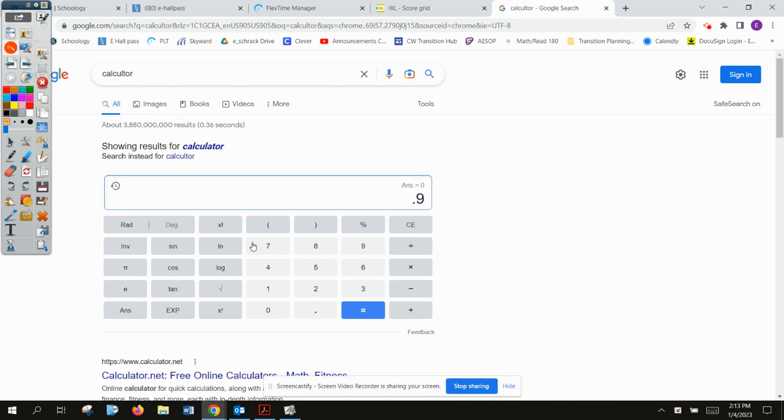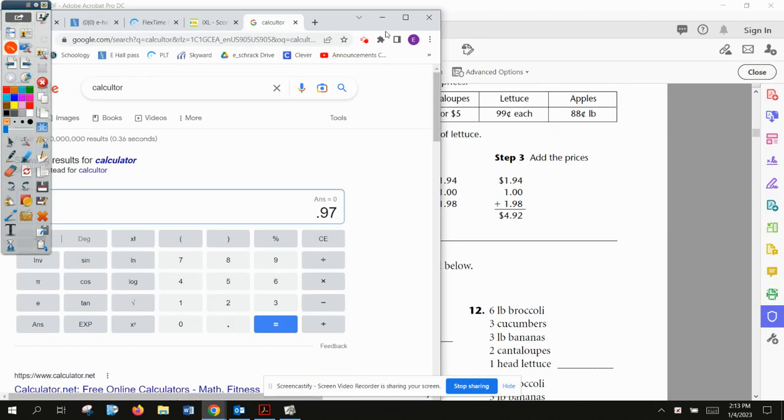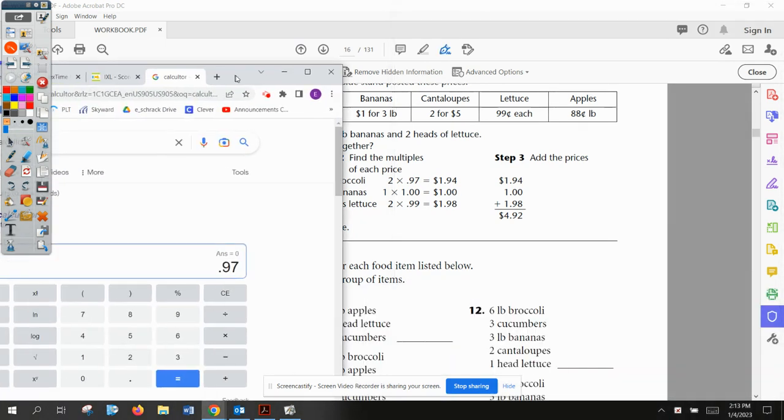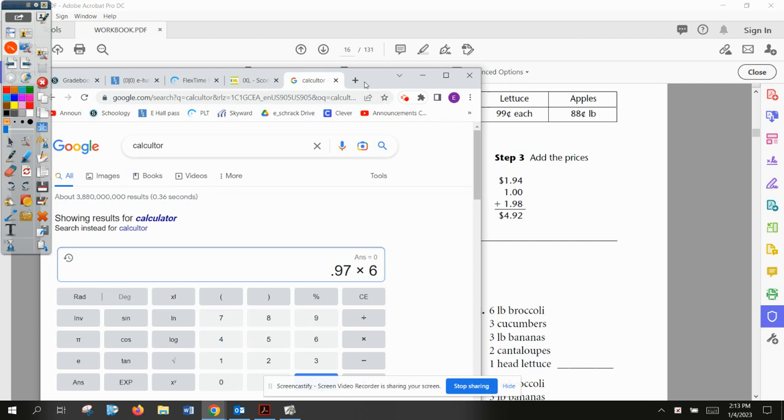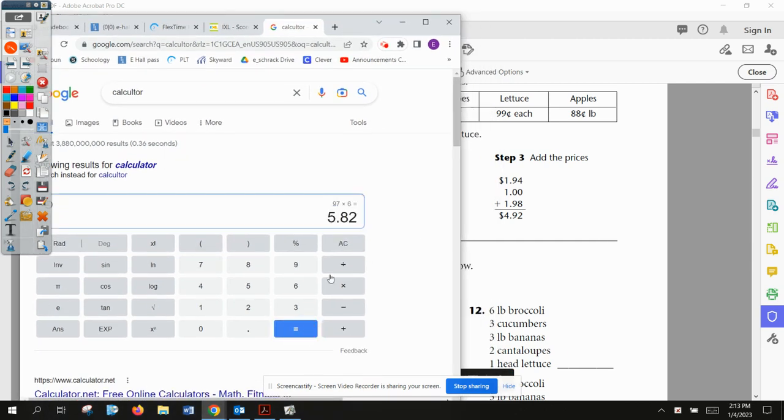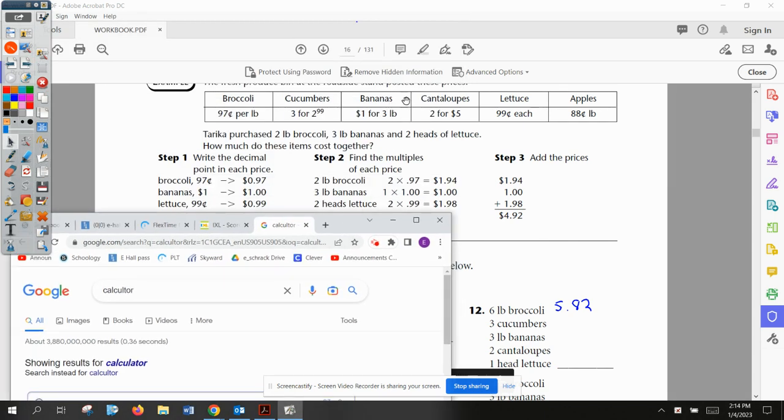Okay, so we're going to do 0.97, and we're going to multiply it times the number of pounds of broccoli we're buying, which is 6. So multiply times 6, and that will give us $5.82. And that's just for broccoli. Next, we're going to buy cucumbers, and we're buying 3 of them. Lucky for us, cucumbers are sold by the 3, so we don't have to do any math here. Cucumbers are going to cost us $2.99.